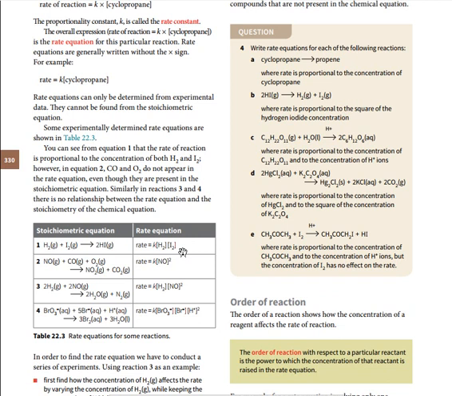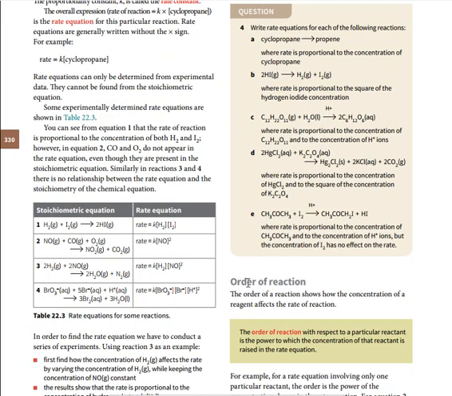So this is one rate formula. Rate is equal to k times the concentration of hydrogen and the concentration of iodine. Here rate is going to be equal to that. Here rate is going to be equal to that, and order. So now let's go to the order of reaction.